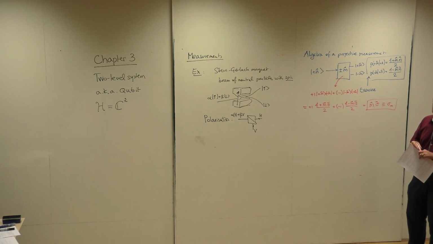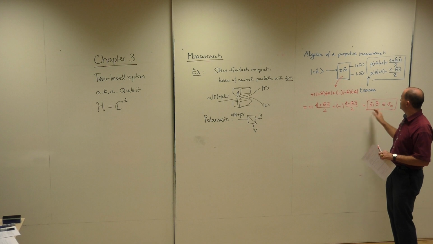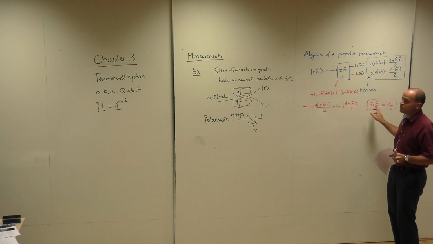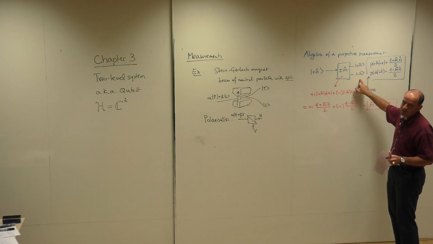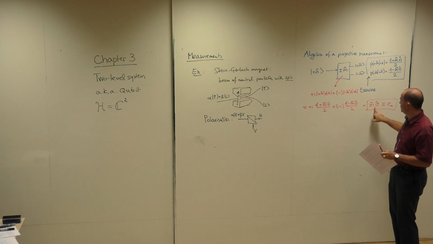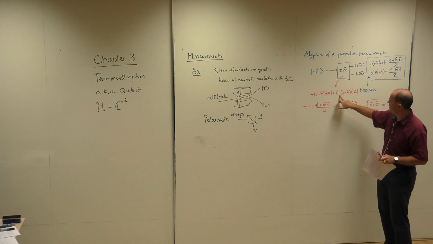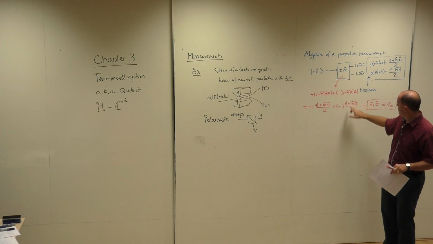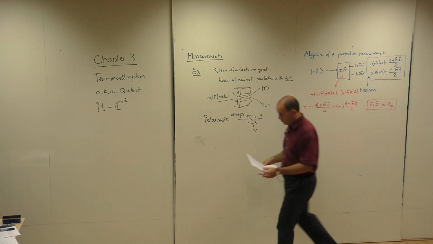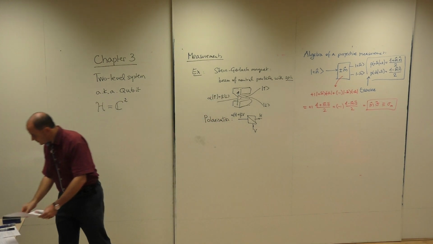It's very frequent for people to say, I measure sigma m. You don't really measure sigma m. You measure in the basis plus m and minus m, and this is the observable that gives the eigenvalue plus 1 to plus m and minus 1 to minus m.